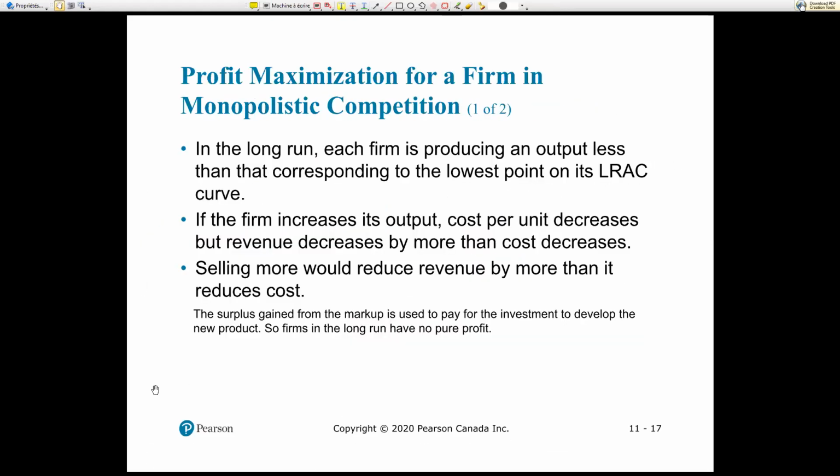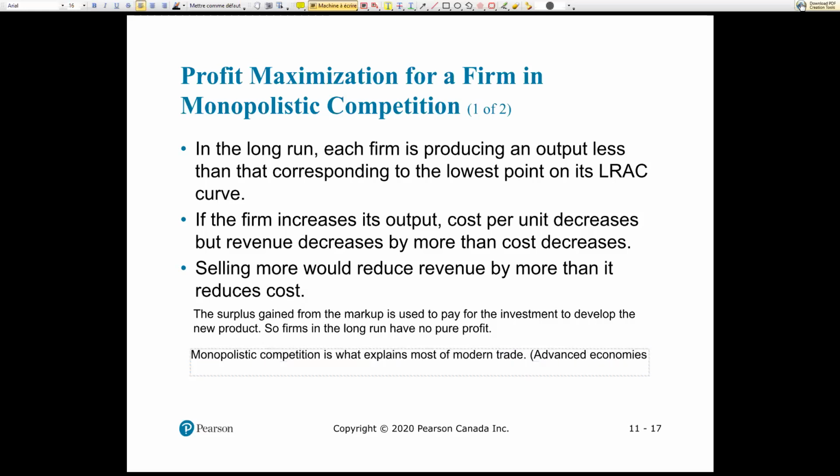Just one thing I want to add before leaving. So monopolistic competition is what explains most of modern trade. So for instance, advanced economies buying and selling similar products.